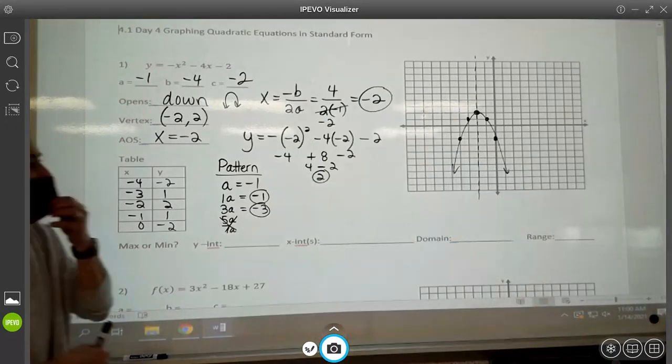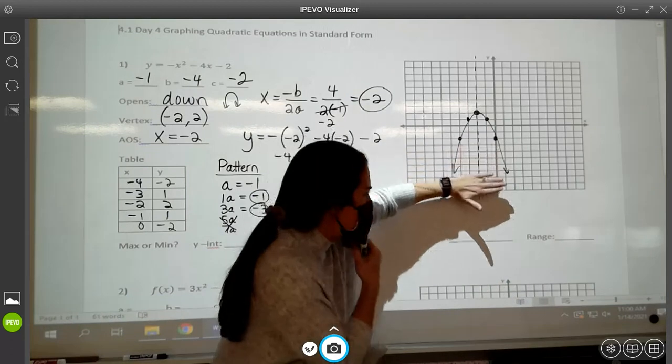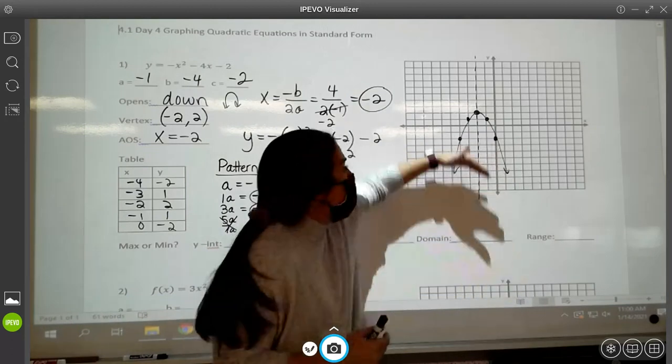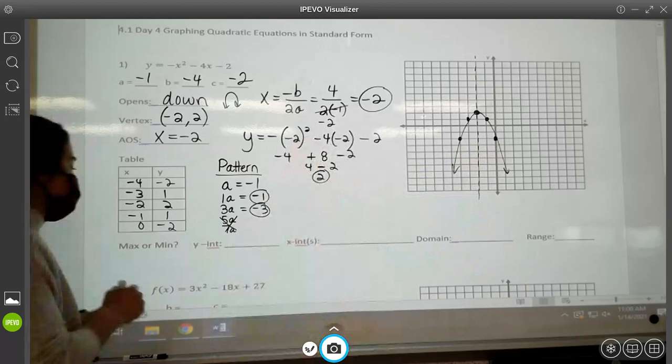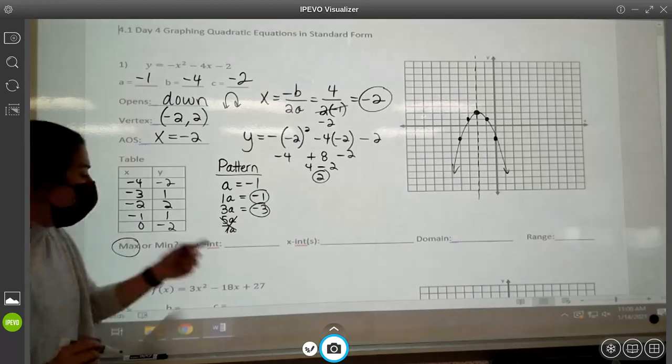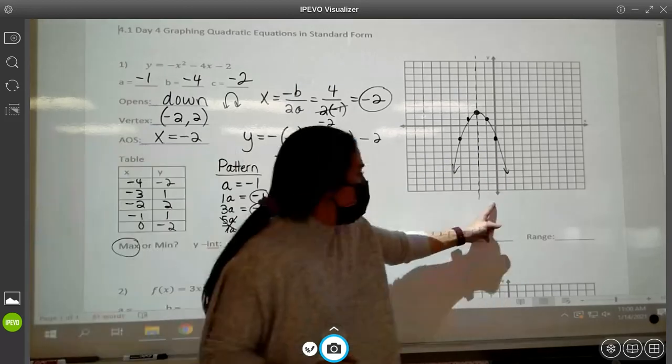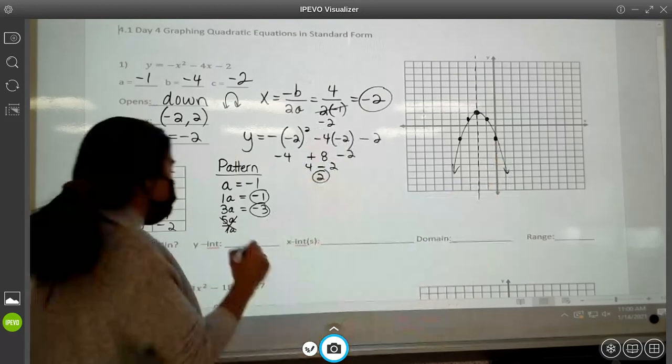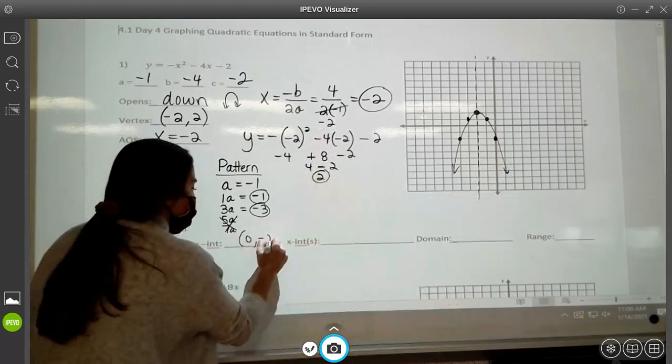Max or min? This parabola clearly is going down and getting low, low, low, low, low. No min, but it definitely has a high point. This one has a max. All right, the y-intercept. Well, lucky for us, it crosses the y-axis right there at 0, -2. So I can see it on the graph.